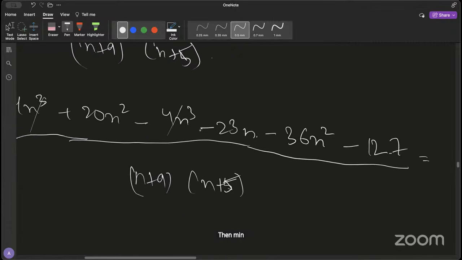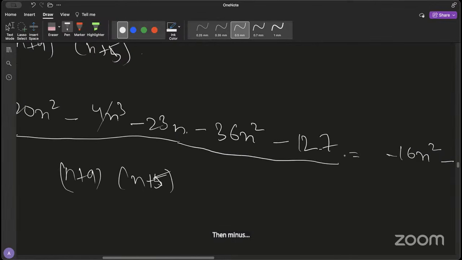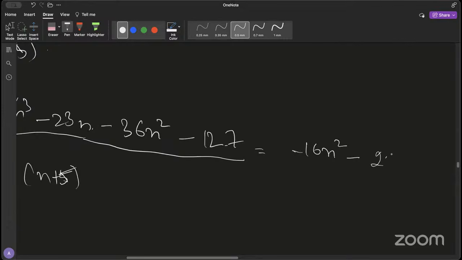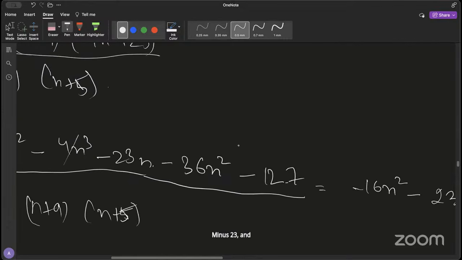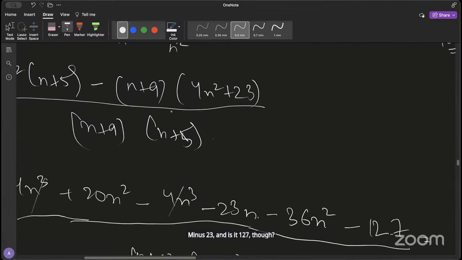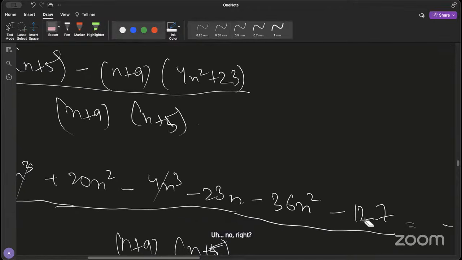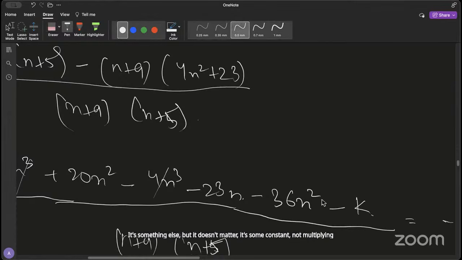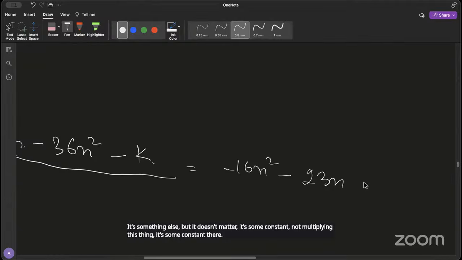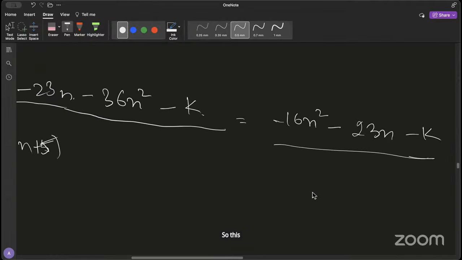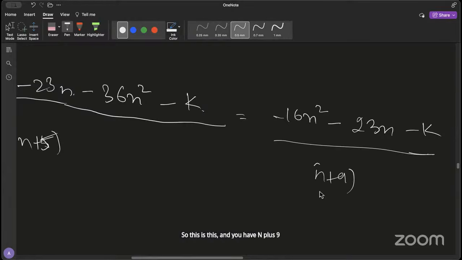Then minus 23n and minus 127. Is it 127 though? No, right? It's something else, but it doesn't matter. It's some constant. Not multiplying this thing, it's some constant here. So this is this, and you have n plus 9 here and n plus 5 here, and you have to find the limit of this when n tends to infinity.